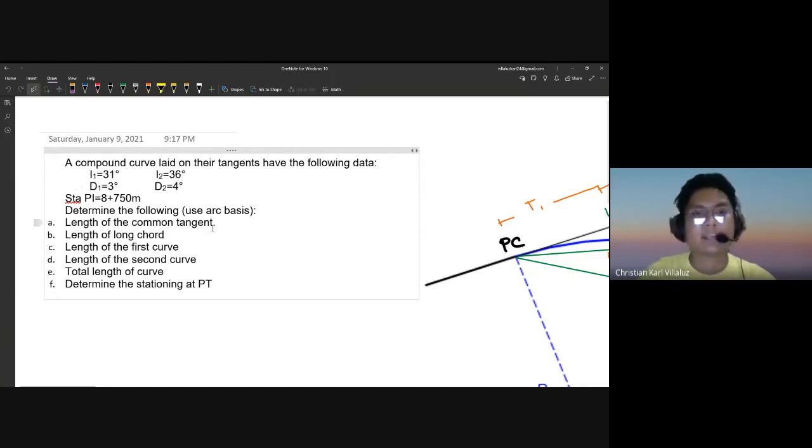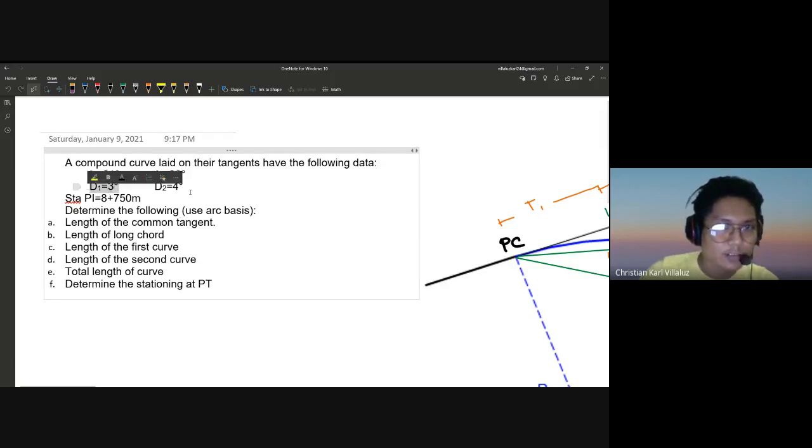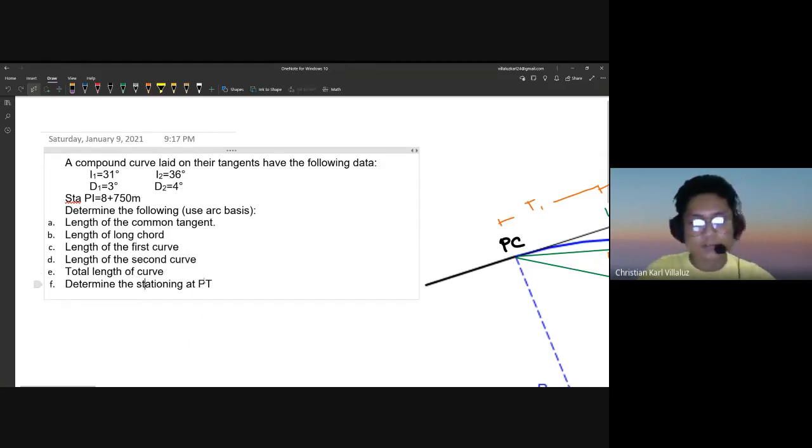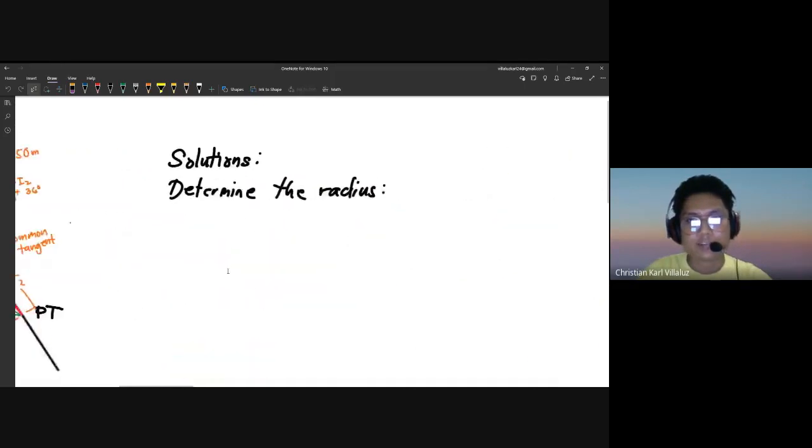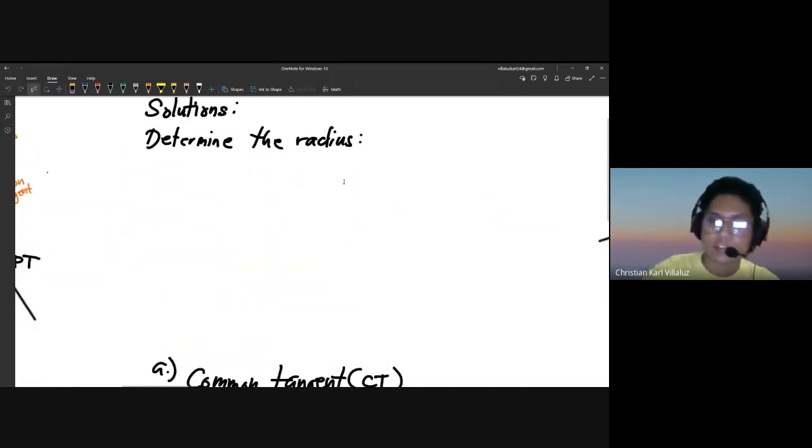So wala yung drawing na kasama, class. Talagang worded problem. So tayo magdodrawing yan mismo. So given na yung mga degree of curve and given din yung stationing ng PI, hanapin daw natin yung common tangent, long chord, length of first curve, length of second curve, total length of curve, and the stationing of PT. So given yung degree of curve, hanapin muna natin, class, yung radius ng kada curve. So sinabi doon, use arc basis. Okay, use arc basis.